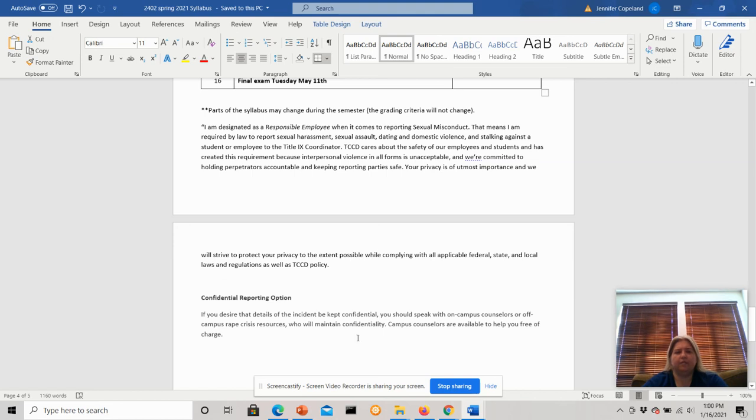And then there's this confidential reporting option. If you can read through this. If you want it kept confidential, then you need to speak with an on-campus counselor or off-campus rape crisis resources. And there are campus counselors available to help you free of charge.